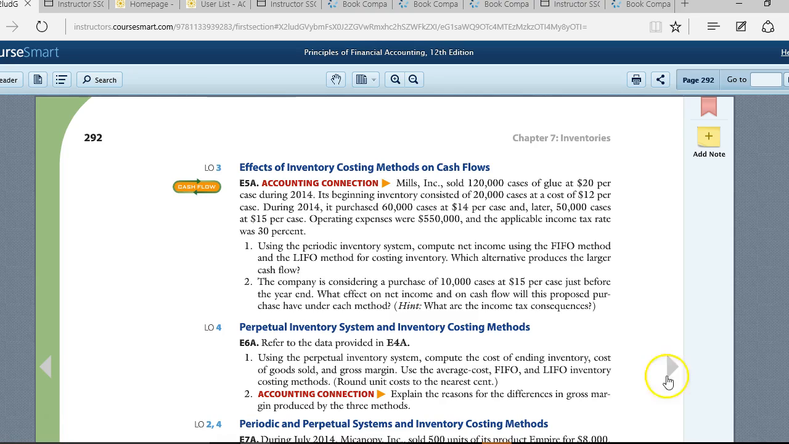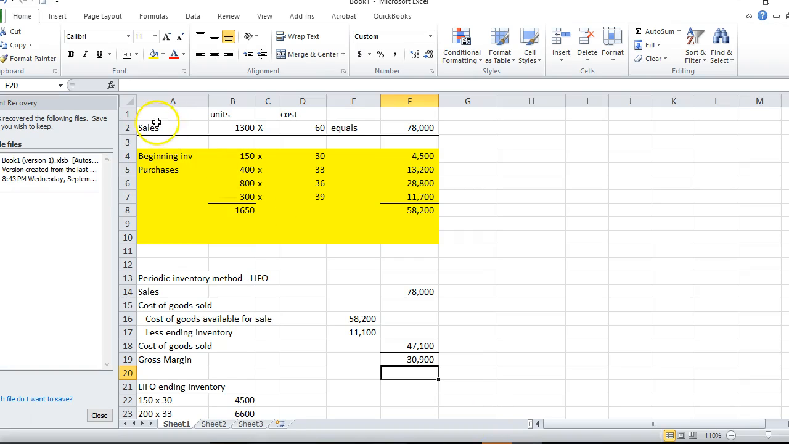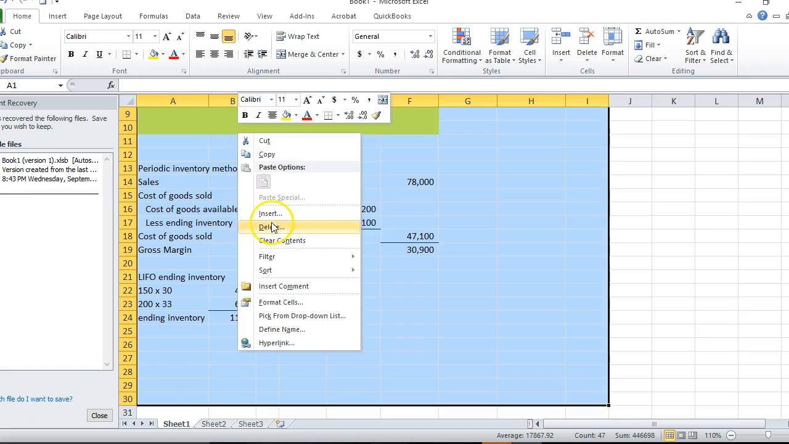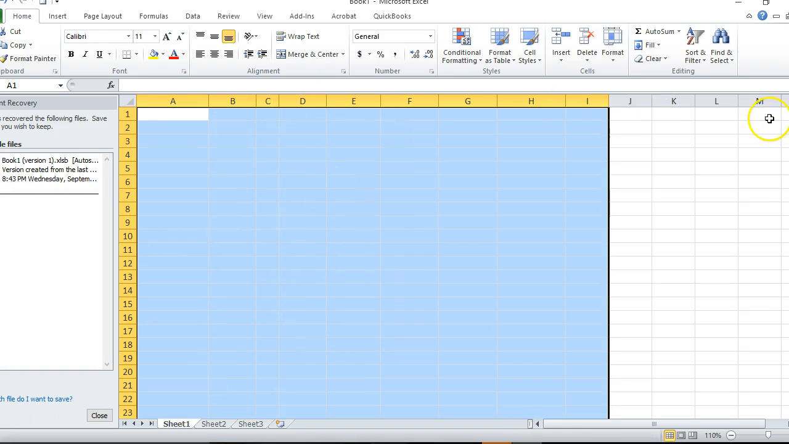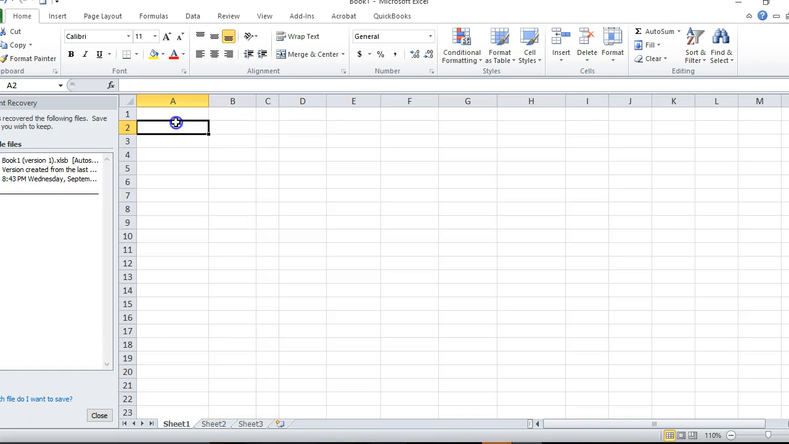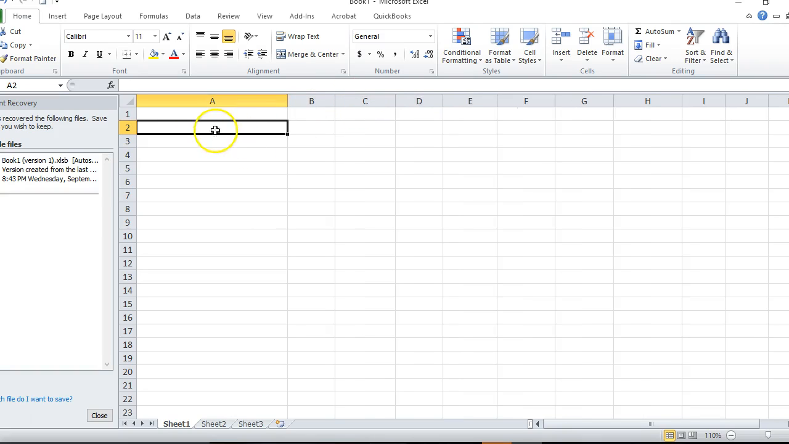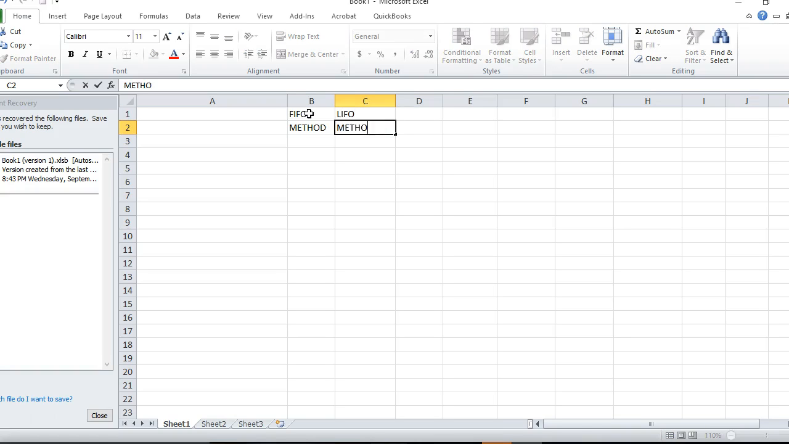So what we're going to do here, I'm going to go back. Let's set this up. I'm going to have a category for FIFO and LIFO. Okay?